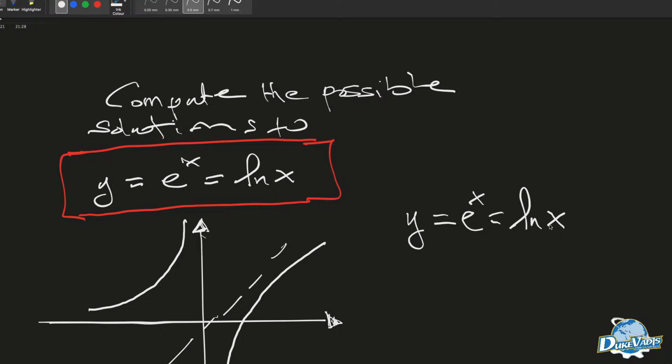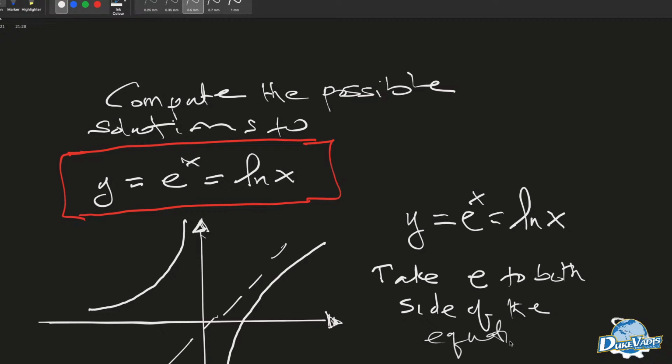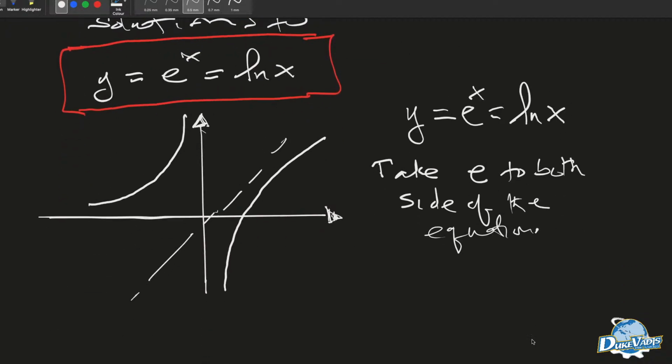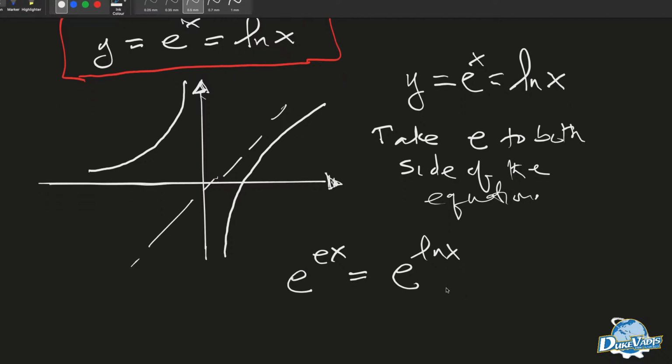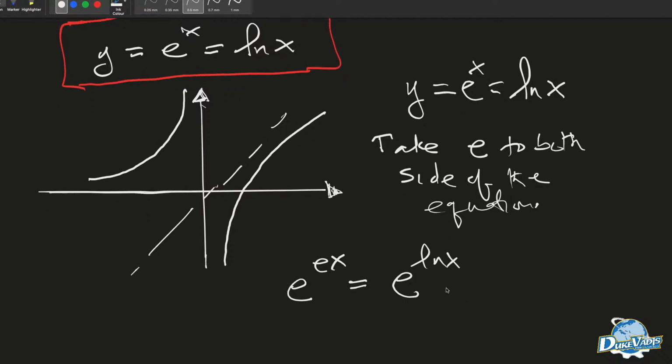In the first place, let's take e to both sides of the equation. When we do that, we are going to get e raised to the power e^x equals e raised to the natural log of x. Beautiful. Wow, isn't that it? That is how it is.